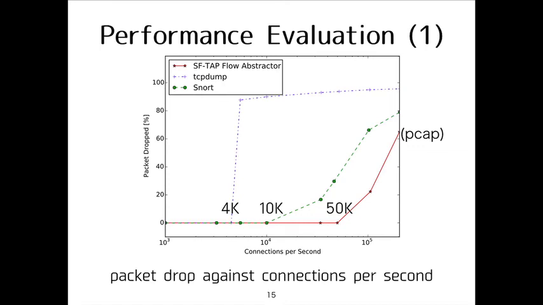Then we show the performance evaluation. This picture shows packet drop against connections per second of the flow abstractor. In our experiments, Snort drops packets at 4 kilo connections per second, and Node drops packets at 10 kilo connections per second. However, our implementation, the SF-TAP flow abstractor, drops packets only at 50 kilo connections per second.